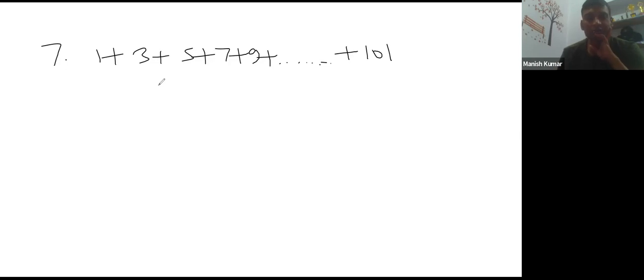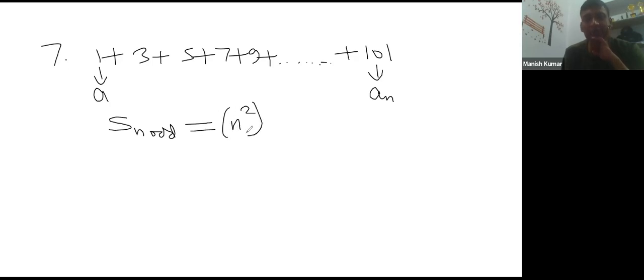I think I have not told before. First, this is to be taken as the first value. This is A, okay? And this is the last term. This is to be taken as a n, because we know that the sum of first n odd numbers is n square. Sum of first n odd numbers is equal to n square. We have already done that in the class, isn't it? Now we want to find the value of n. What do you mean by n? Number of numbers that we are taking, isn't it?